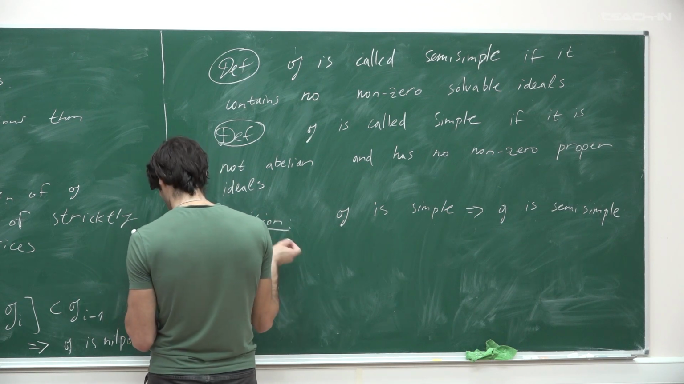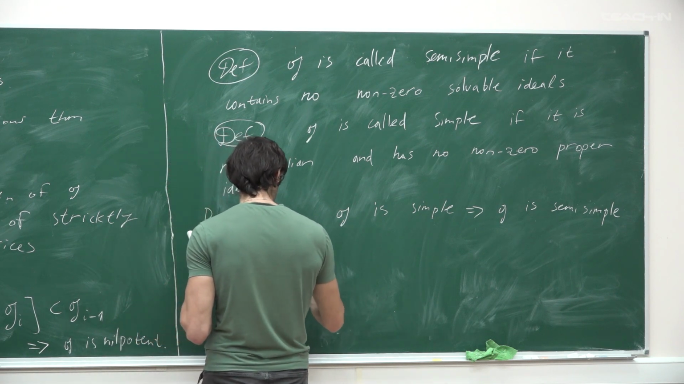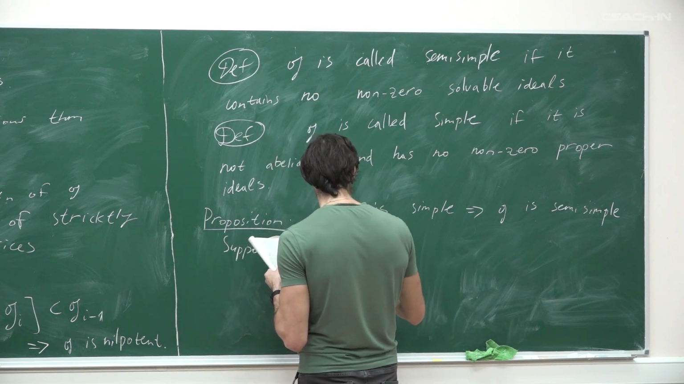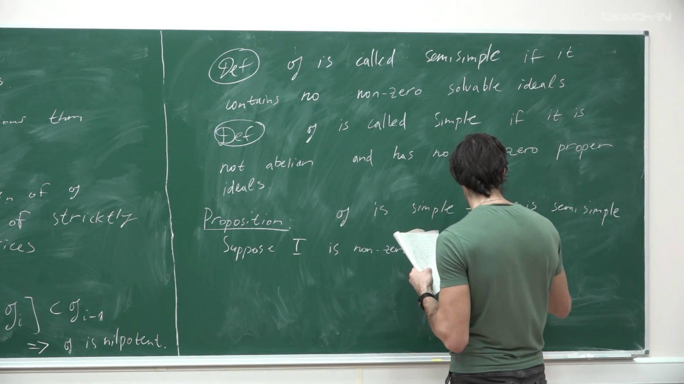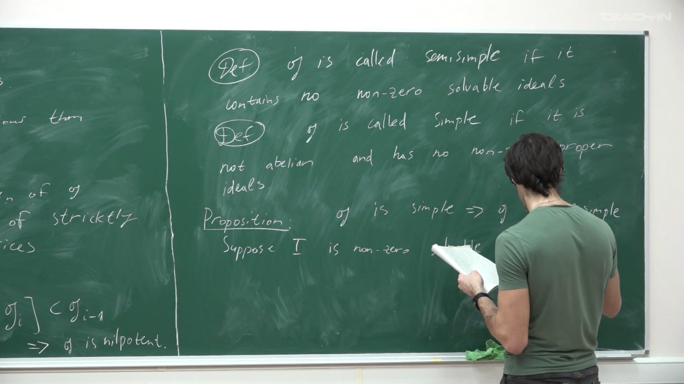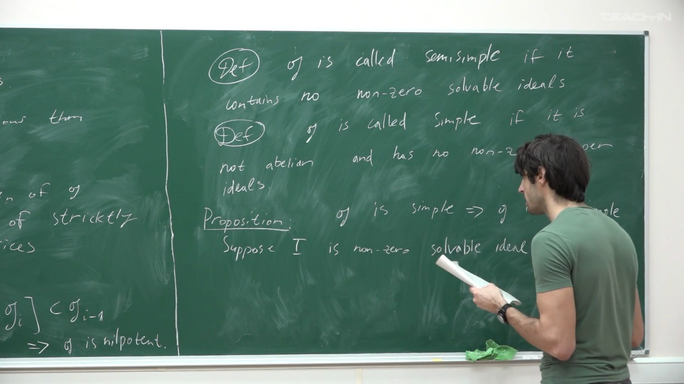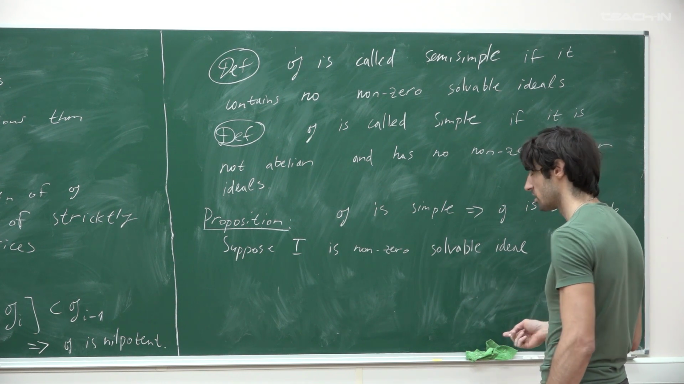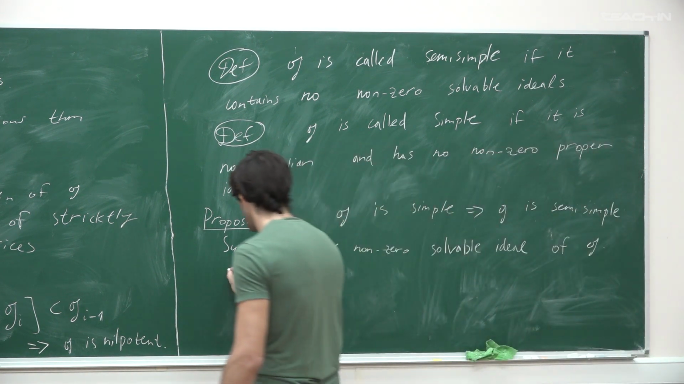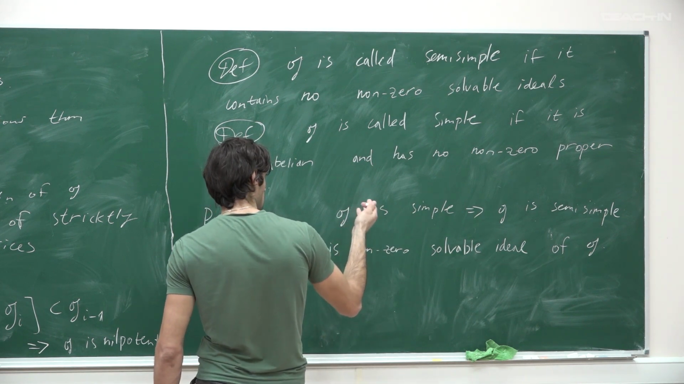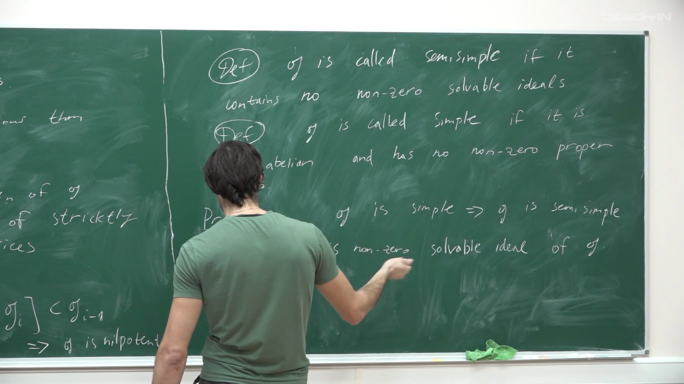Okay, so let G be simple. Suppose I is a non-zero solvable ideal of G. Well, the only way this might be true is that I is G itself, right? Because G is simple, so it has no non-zero proper ideal. So the only way for I to be an ideal, it should be not proper. So it should coincide with G.